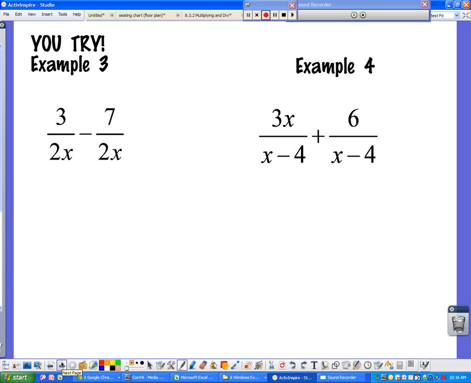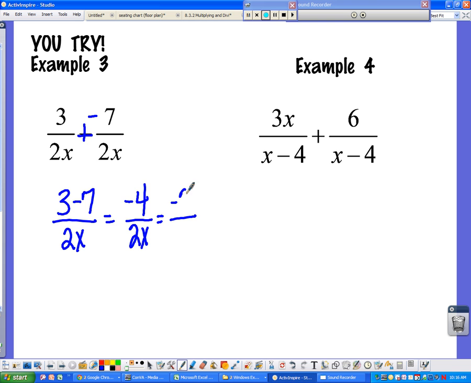All right, let's go ahead and complete these. On example 3, since the denominators are already the same, I can simply take, and you should get in the habit of changing your signs, 3 minus 7 over that common 2x. Well, 3 minus 7 gives me a negative 4 over 2x. Negative 4 divided by 2 is negative 2. 2 divided by 2 goes to 1, so I just put my x. So negative 2 over x.